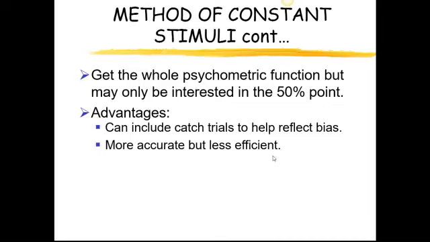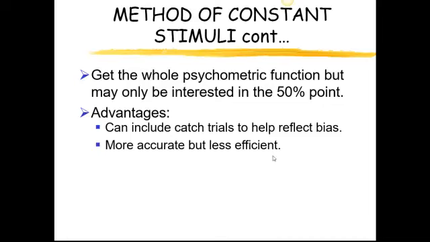So with the method of constant stimuli, you get the whole psychometric function, but a lot of times you're only interested in that 50% point, which we use as threshold in the clinic. Sometimes in studies you might want to use the 80% point, just depending on what you're looking at. But usually clinically we're looking at a 50% point.